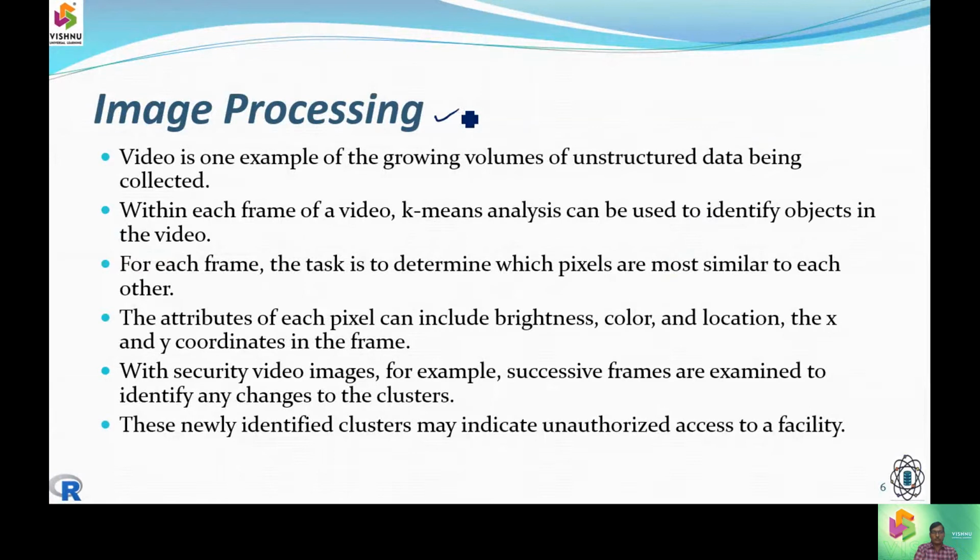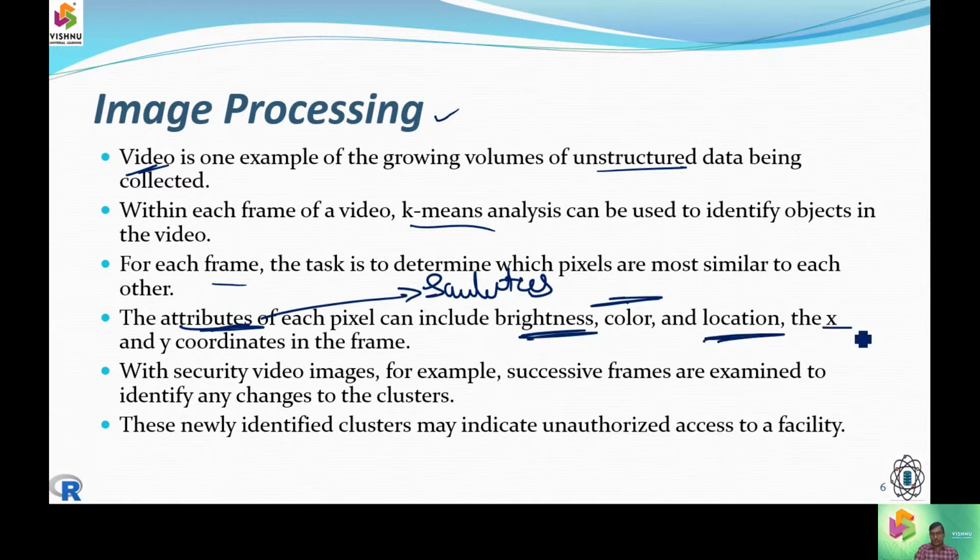As far as video processing is concerned, these videos are enormous content with unstructured data, and they have to be identified with some k value, because we need to identify which videos are similar, which contents are similar, which frames are similar. So how can I find the similarities? I can find the similarities with the attributes. What will be the attributes? Brightness, color, location of x coordinates and y coordinates. All of that is part of image processing.